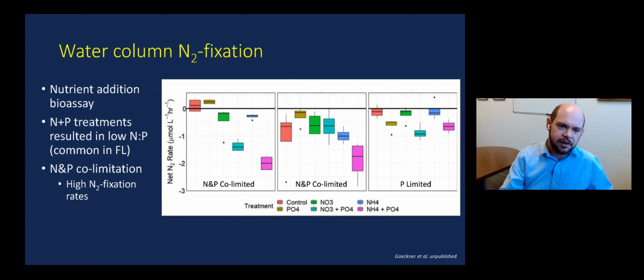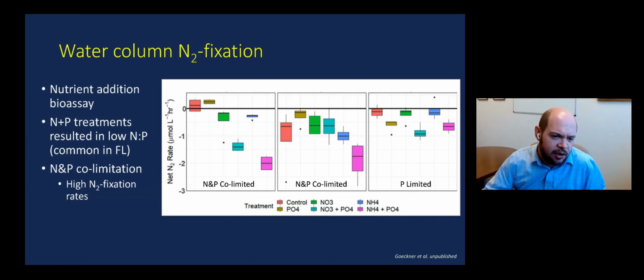We also see nitrogen fixation across the board in the water column. We did a nutrient addition bioassay and measured net nitrogen processing rates across control, phosphorus, and then various nitrogen plus phosphorus treatments combined. And we found pretty much across the board, we get consistent nitrogen fixation in the water column. So that's telling us that there are phytoplankton, cyanobacteria, something in there that is fixing nitrogen. And that's also contributing to the lack of total nitrogen removal efficiency as shown by the prior work from the inflow-outflow concentration perspective.